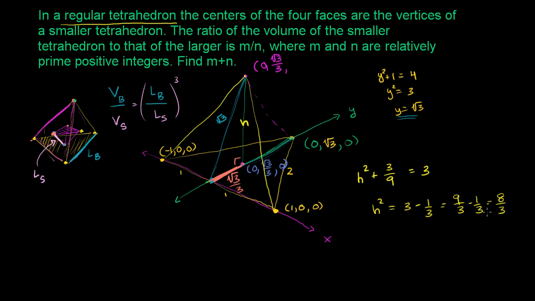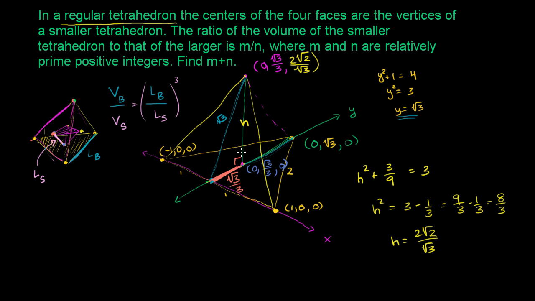Which is equal to 8/3. And so if we take the square root of both sides, we'll get h is equal to the square root of 8, which is the square root of 4 times square root of 2. So that's 2 square roots of 2 over the square root of 3. So that is h, and that's also the z coordinate here. So this is 2 square roots of 2 over the square root of 3.